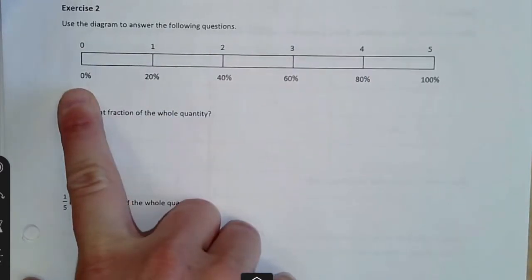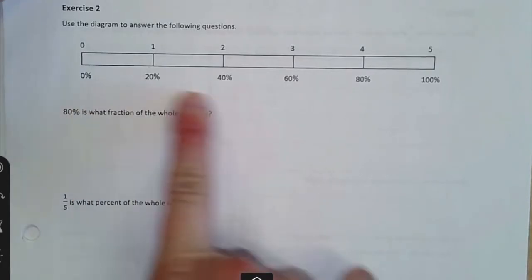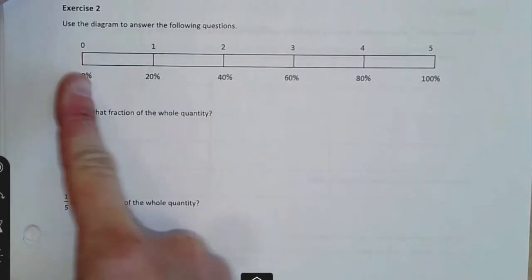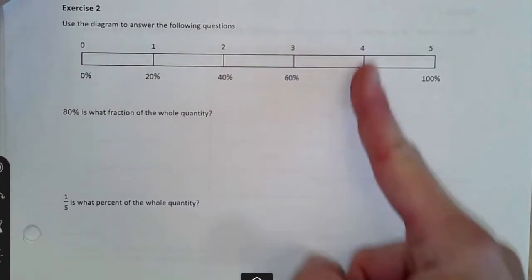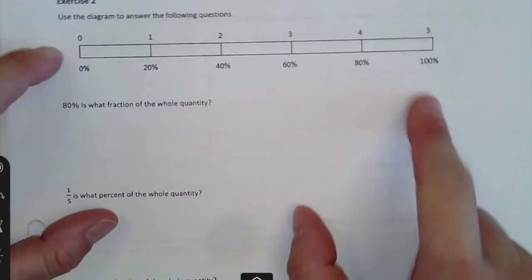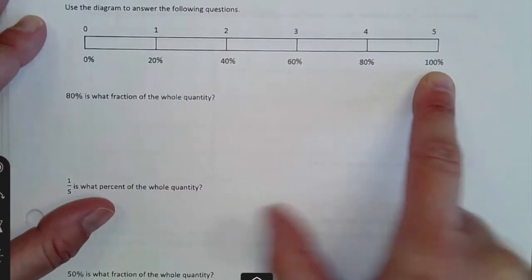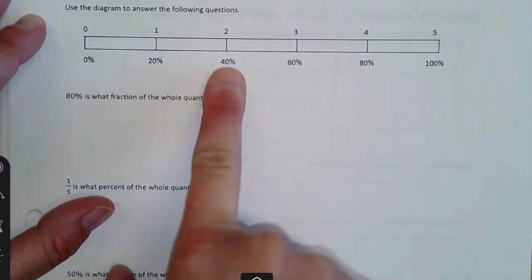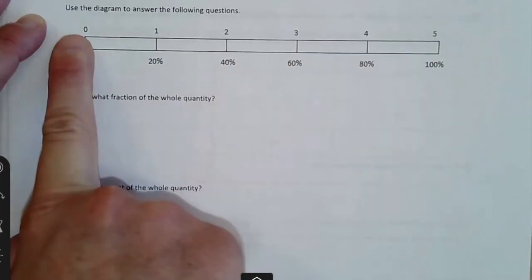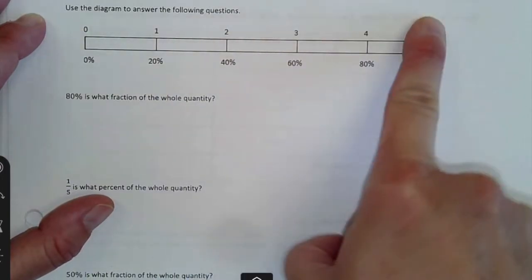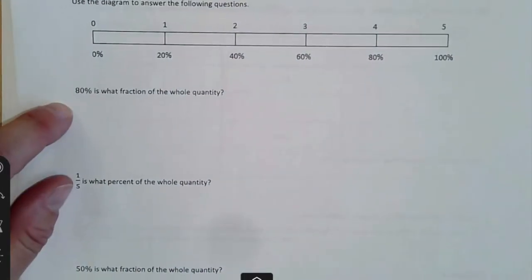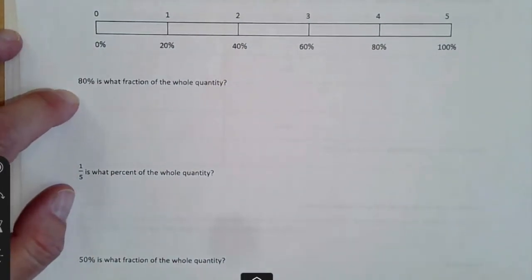And then this is percentages, so you go from 0 all the way to 100. If you split the percentages up, 1, 2, 3, 4, 5, and you split 100 up into 5s, then you're going to skip count by 20% on the bottom, whereas the top you're just going by 1s to get to 5. So 80% is what fraction of the whole quantity, and that's kind of what we were just showing here.